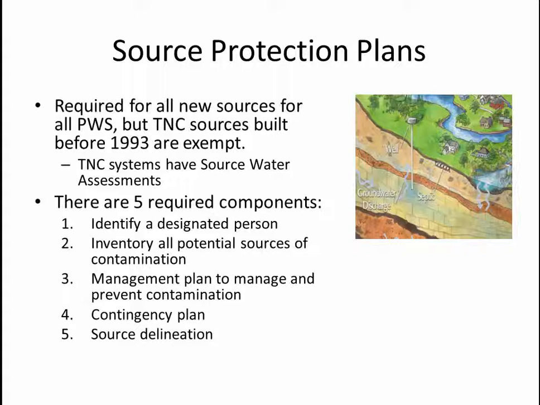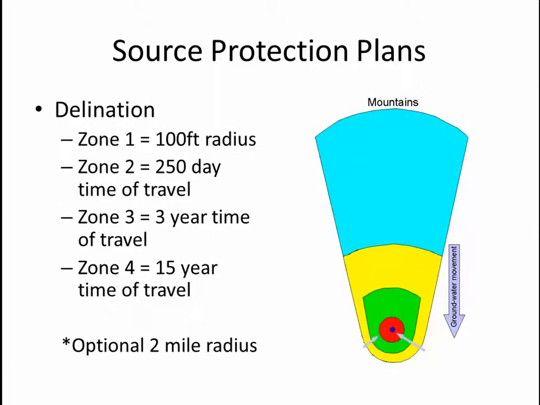And then the fifth thing is the delineation. And the delineation is this on the next slide. The delineation shows where the water is coming from and the areas where you need to do your inventory and your management plan, because that's where your water is coming from, and where your source could become contaminated. So zone 1 is a fixed 100-foot radius around the source. That's always the same for all wells and springs.